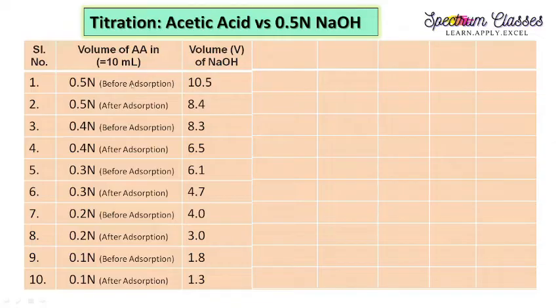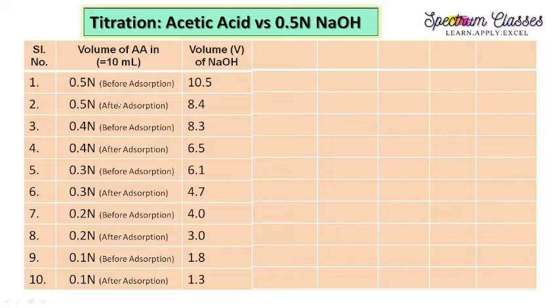Okay, so here are the concentrations before and after adsorption, which are presumed, and here is the volume of 0.5 normal NaOH consumed against 10 ml of 0.5 normal acetic acid before adsorption, and this is the volume of NaOH consumed against the 0.5 normal acetic acid after adsorption. So after adsorption the concentration changed, right?